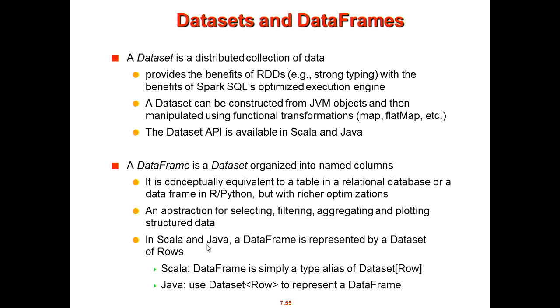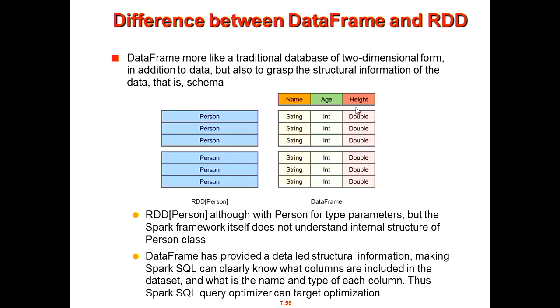In Scala and Java, a data frame is represented by a dataset of rows. Which means that in programming, you just use Dataset of Row to represent the data frame, in Scala also Dataset of Row represents the type of data frame. We always use data frame, but we will define data frame by dataset. So that's the idea of introducing the two concepts.